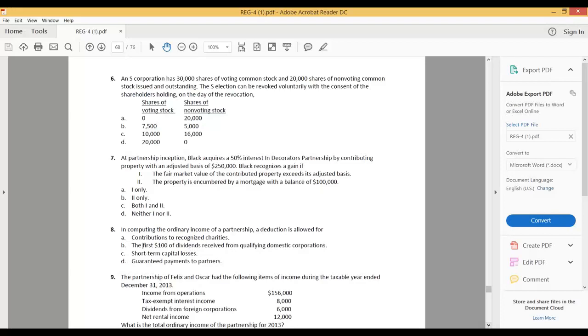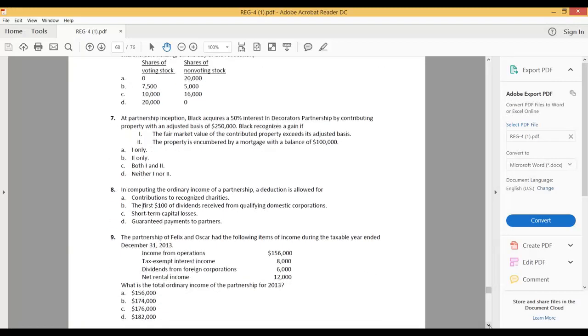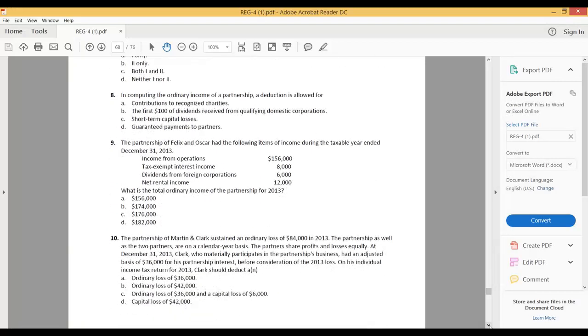Number 10. The partnership of Martin and Clark sustained an ordinary loss of $84,000 in 2013. The partnership as well as the two partners are on a calendar year basis. The partners share profit and losses equally. At December 31st, 2013, Clark, who materially participates in the partnership's business, had an adjusted basis of $36,000 for his partnership interest before consideration of the 2013 loss. On his individual income tax return for 2013, Clark should deduct how much?